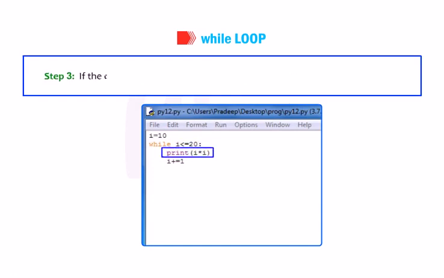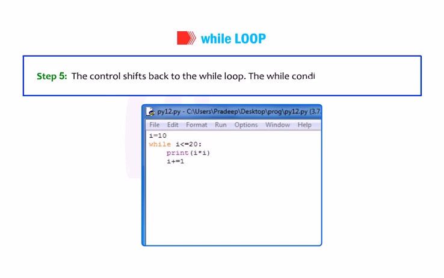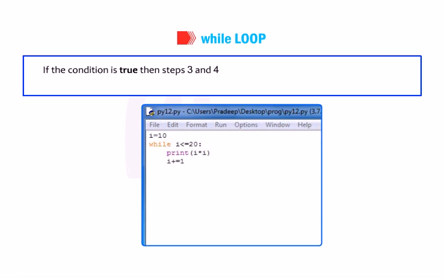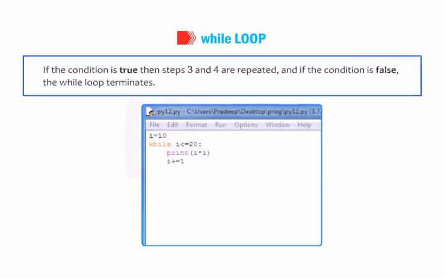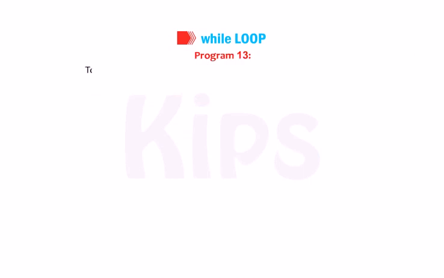Step 3. If the condition evaluates to true, then the statement print i into i is executed. Step 4. Each time the loop executes, the value of i is incremented by 1. Step 5. The control shifts back to the while loop. The while condition is checked again. If the condition is true, then steps 3 and 4 are repeated, and if the condition is false, the while loop terminates. Program 13. To print the multiples of 3 and their sum in the range 10 to 30.